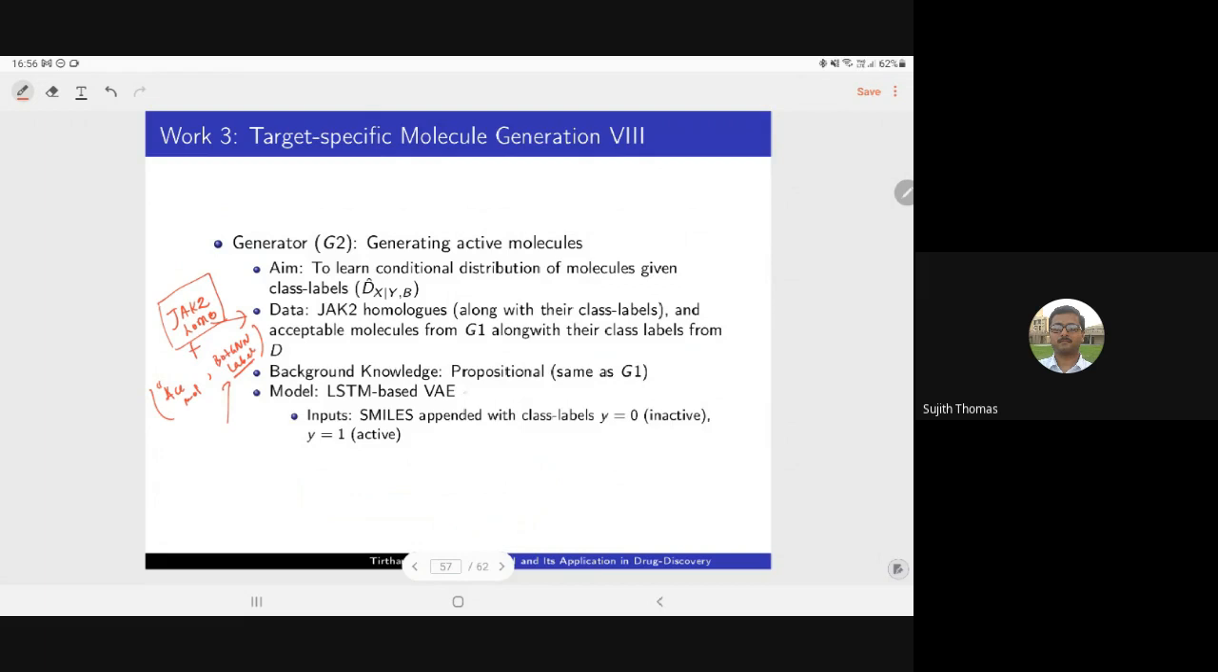Now the model is again an LSTM-based VAE, but the only difference is that the input is not just SMILES, rather SMILES appended with the class label y equal to 0 or y equal to 1. So the VAE gets a SMILES string appended with active or inactive. So this is my input to the VAE. We have roughly some 20,000 odd SMILES strings to construct this G2.